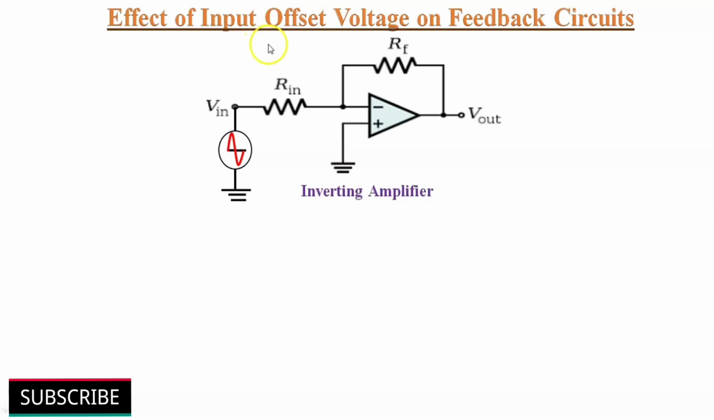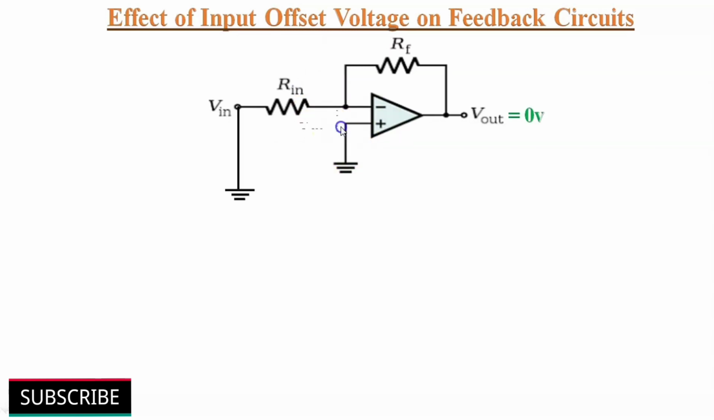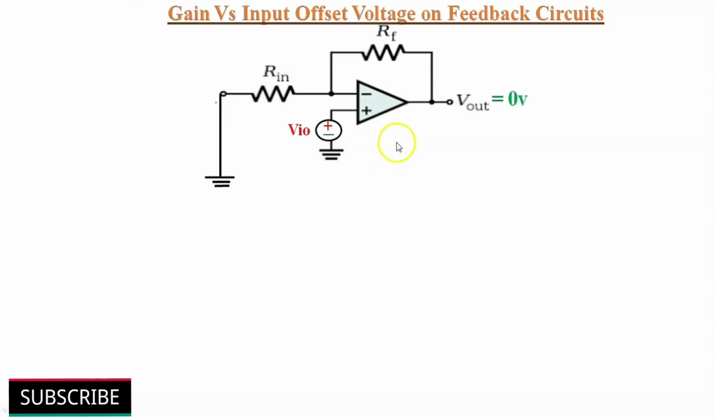Now we will discuss effects of input offset voltage on feedback circuits. Here the diagram shows operational amplifier as inverting amplifier. We must apply an input offset voltage between both input terminals to make Vout 0. Otherwise there is an error in output. So let's discuss this with one example. First we will observe gain versus input offset voltage effect on feedback circuits.